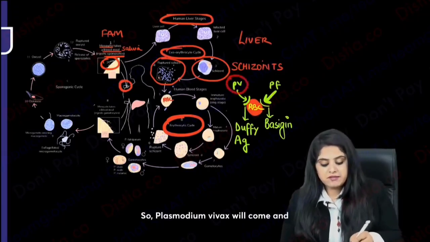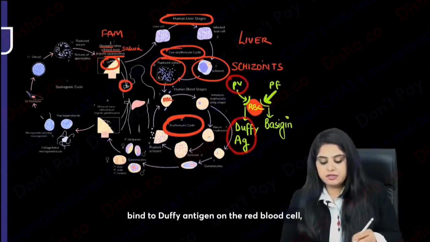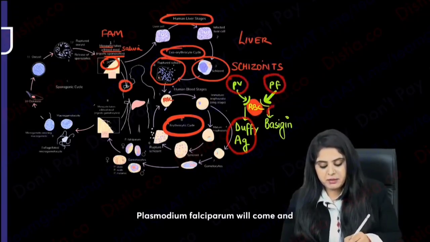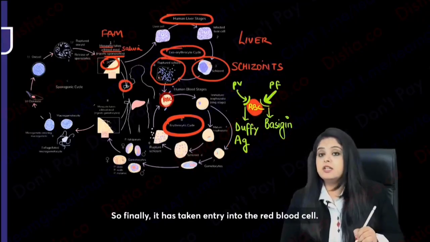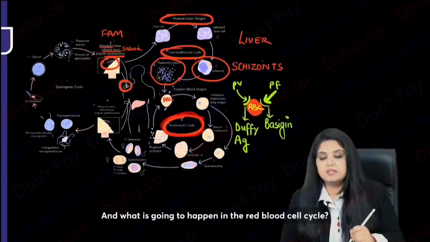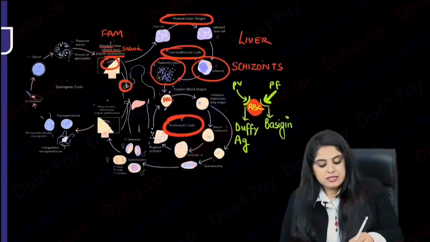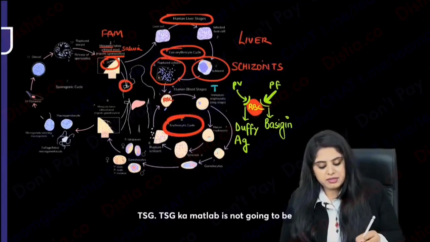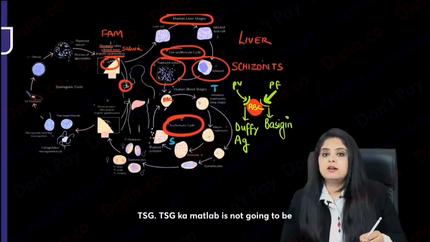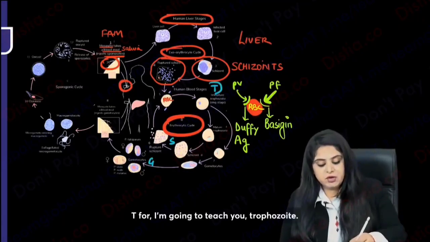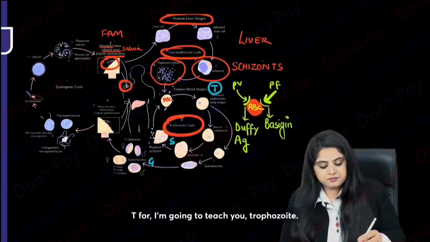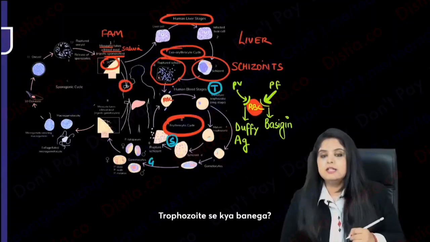So Plasmodium vivax will come and bind to Duffy antigen on the red blood cell. Plasmodium falciparum will come and bind to BASI gene on the red blood cell. So finally it has taken entry into the red blood cell. And what is going to happen in the red blood cell cycle? TSG. TSG does not mean tumor suppressor gene. TSG are the stages of malaria. T for, I'm going to teach you, trophozoite. From trophozoite, a schizont will form.